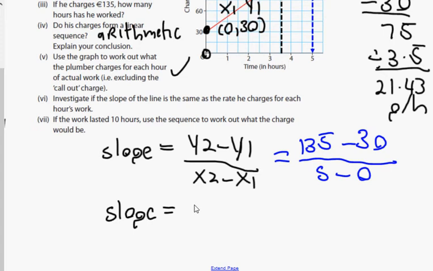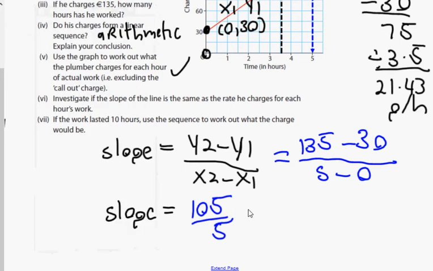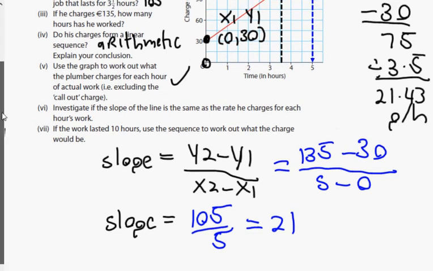So what is 135 minus 30 divided by 5? It's going to be? And what's 105 divided by 5? 21 euro. Okay, so that's 21 euro. Now, this disagrees with what we did before, doesn't it? So, did we make a mistake before, or what happened?